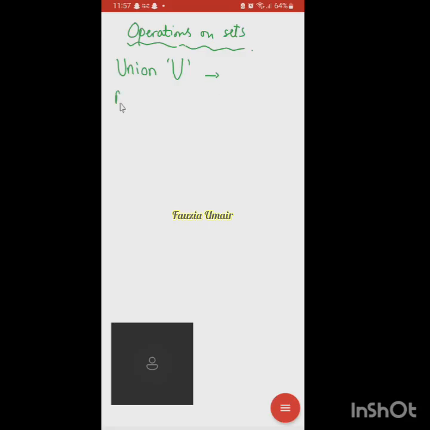For example, if set A is 1, 2, 3 and set B is 3, 4, 5, what would be A union B? Union is basically all the elements in both sets: 1, 2, 3, 4, 5. So now what would be A union B?